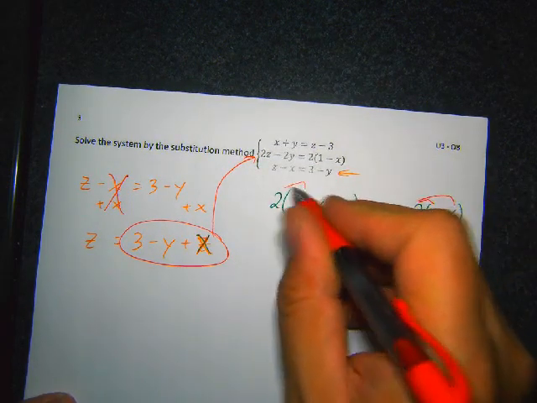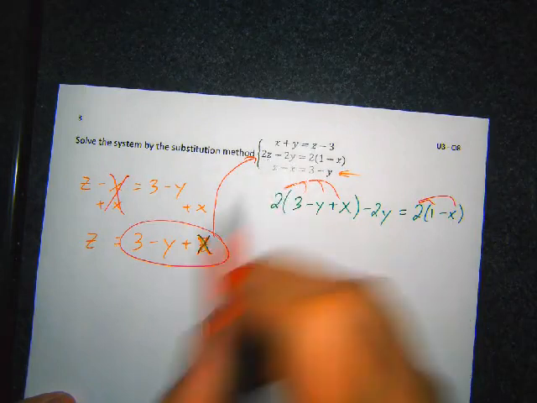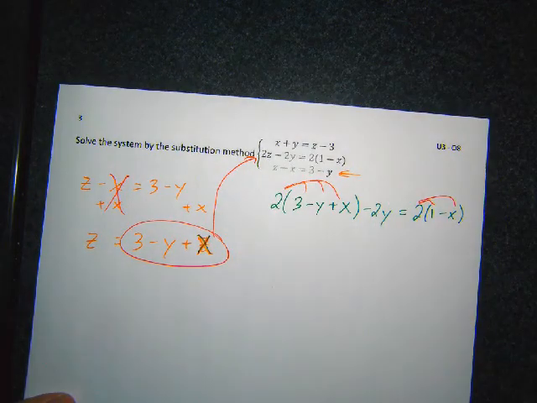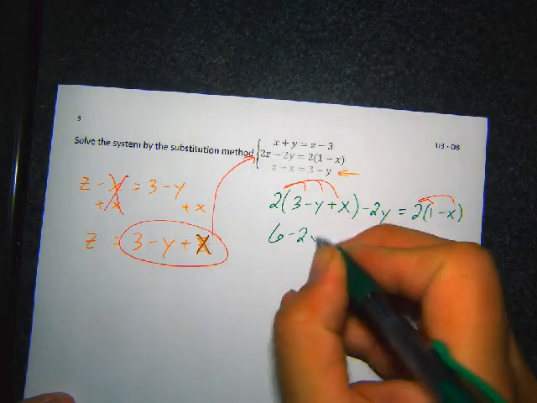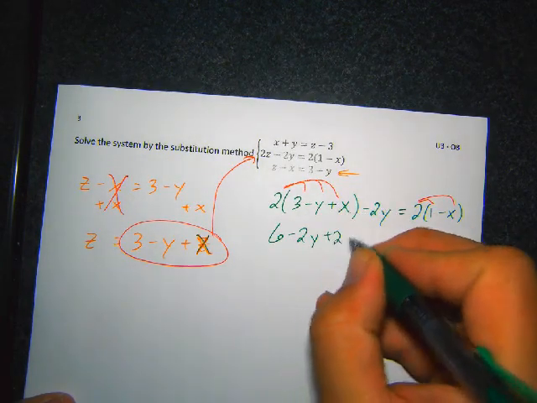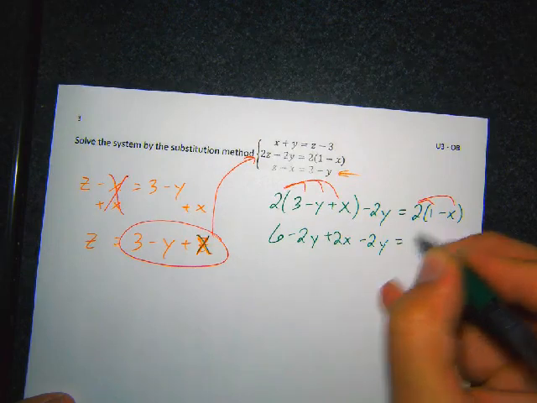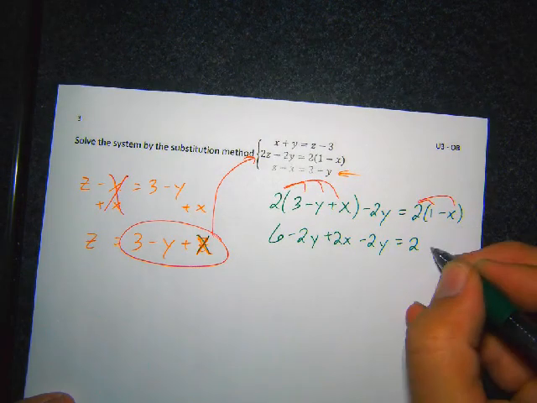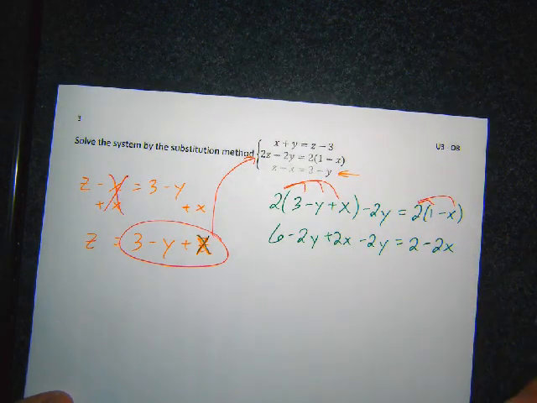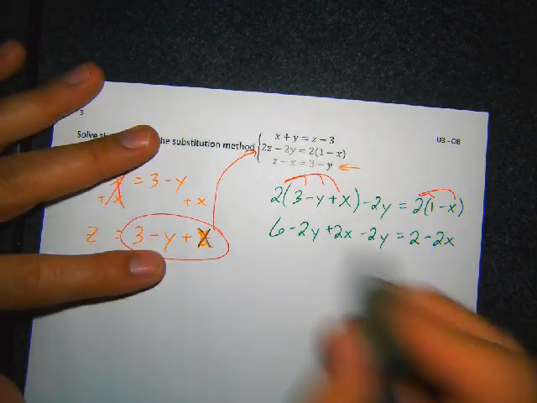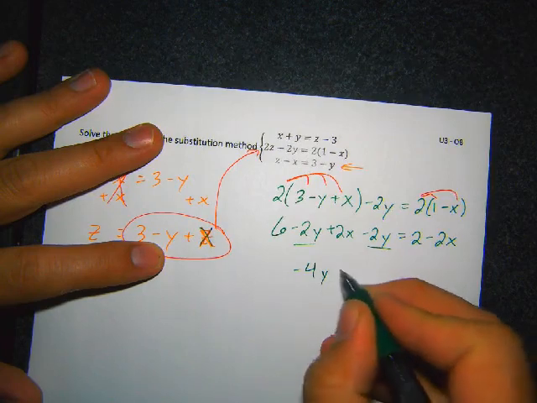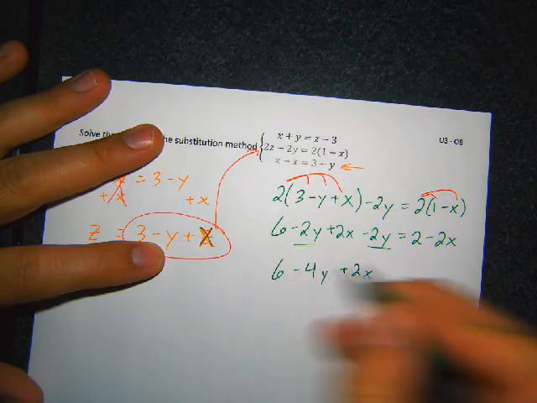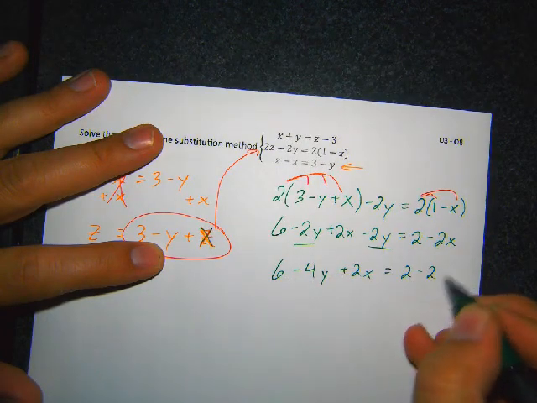Same thing here, we'll just distribute the parentheses because we have that 2 times the z, so all this stuff got multiplied by 2. 2 times 3 is 6, 2 times negative y gives me negative 2y, 2 times x gives me 2x, minus 2y, 2 times 1 is 2, 2 times negative x, I get negative 2x. Combine some like terms, we've got a negative 2y and negative 2y, those combine for a negative 4y, still plus 2x, with the 6 in front, still equals 2 minus 2x.